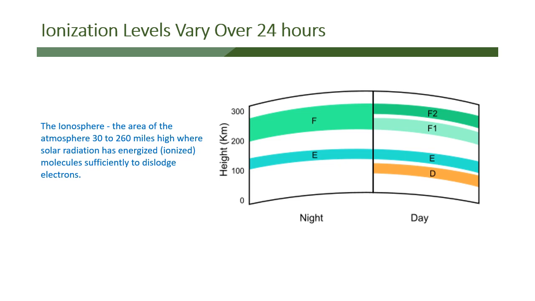So again, the reason behind these layers changing is the rate of ionization on the sun side is higher than the rate of recombining, and vice versa, the rate of recombining is a bit higher than the rate of ionization, so therefore it flips.